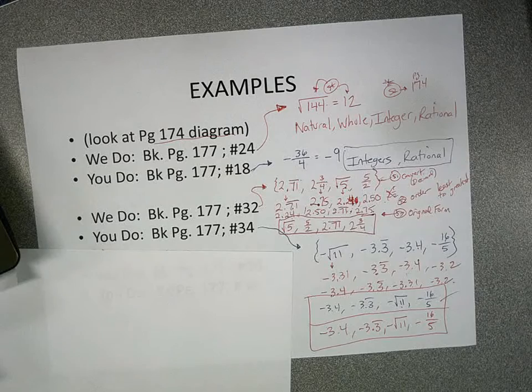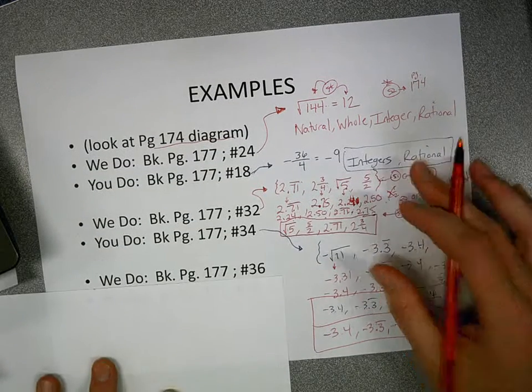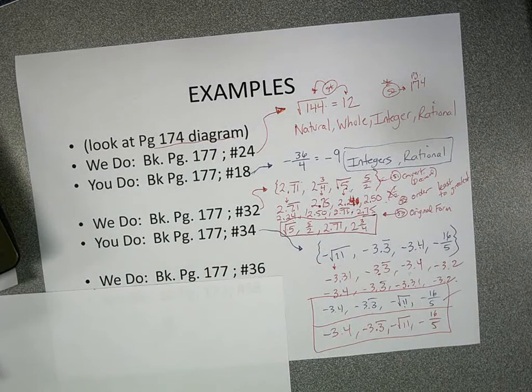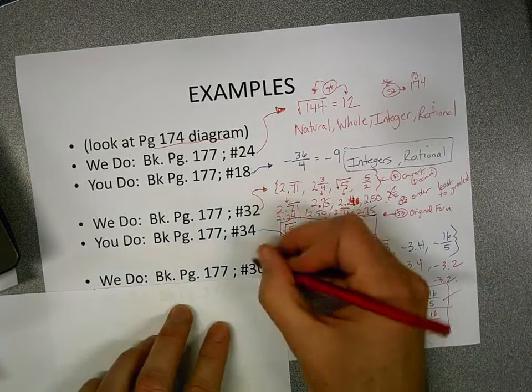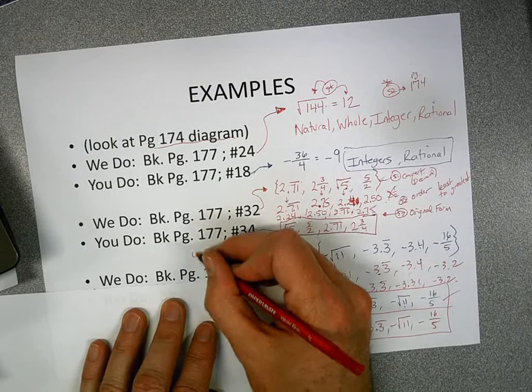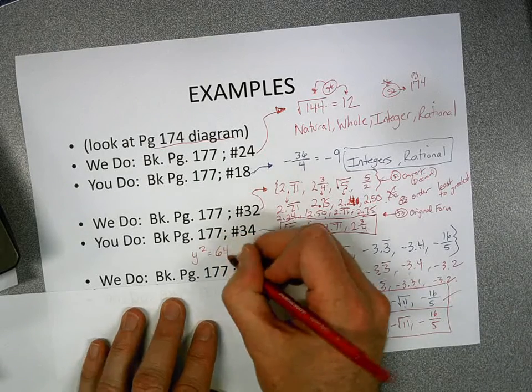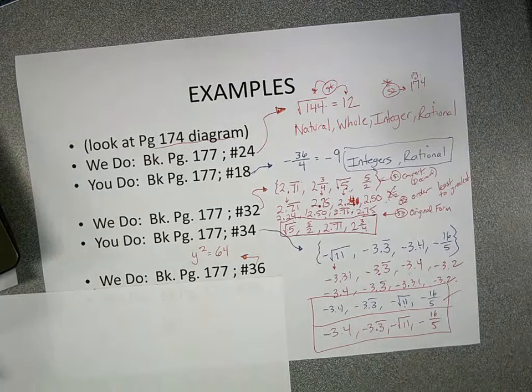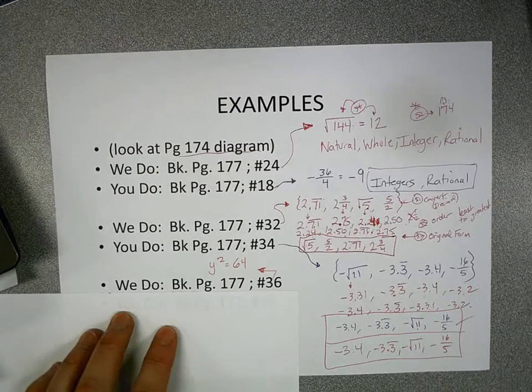Let's take a look at problem 36. We are going to start solving equations. Number 36 is y squared equals 64. Now, we haven't gotten into equations yet, but I know that you did equations in elementary school. I think you get all the way up to two-step equations in 5th grade. So let me give a quick review. I'm only going to do one-step equations today.